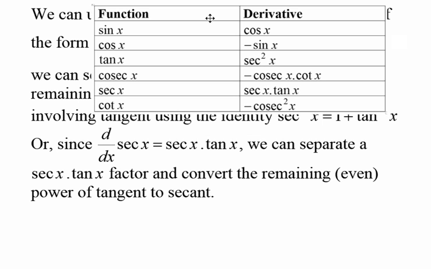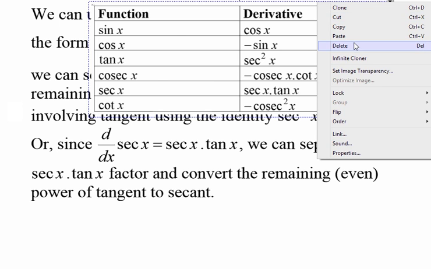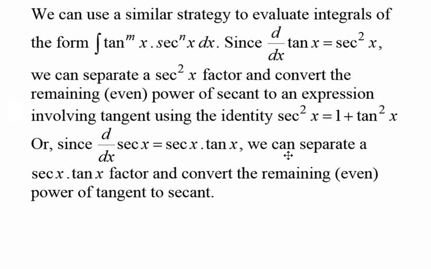Or the other way around, let's put the table up here. Since the derivative of sec, see, the derivative of sec is sec times tan, we can separate sec times tan factor and convert the remaining powers of tangent to secant. So it's that relationship because of their derivatives and because of the identity.